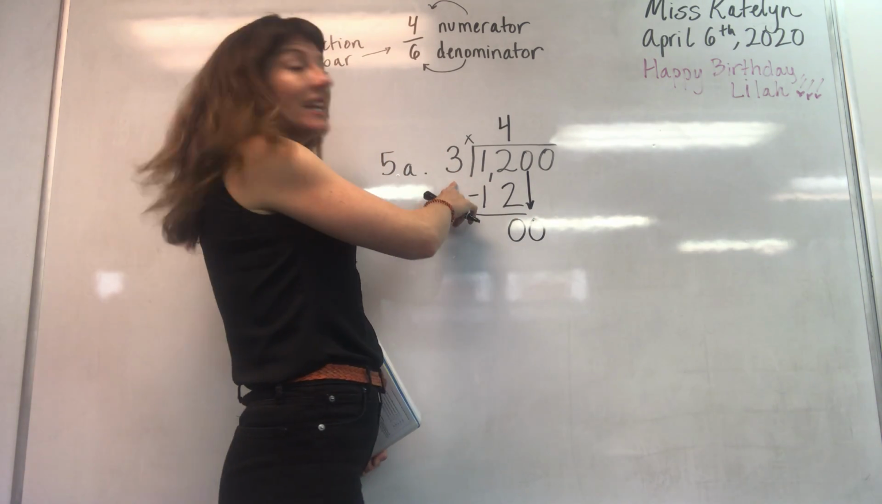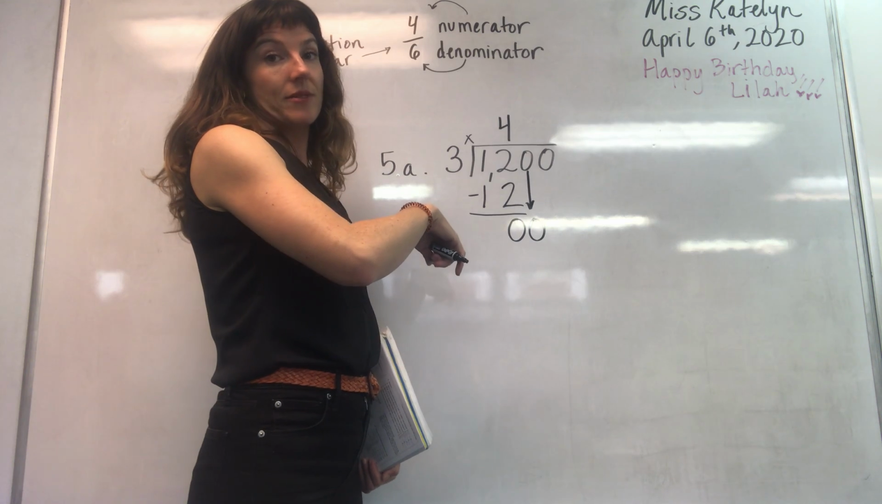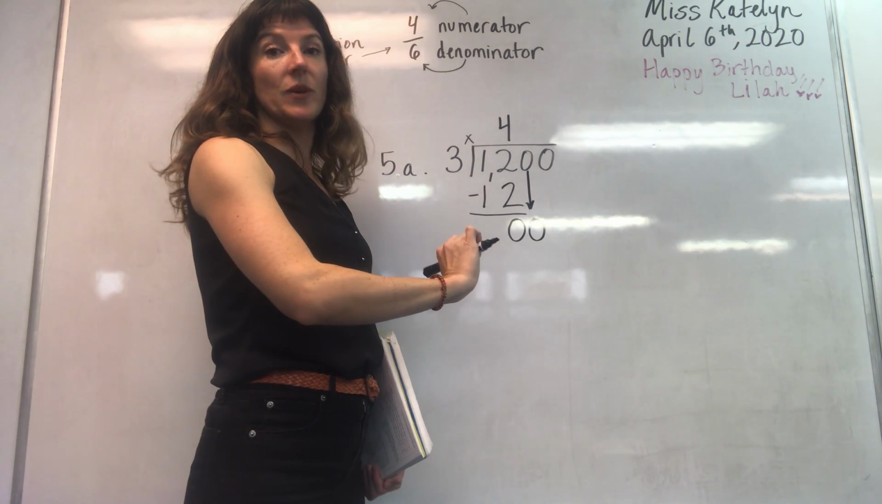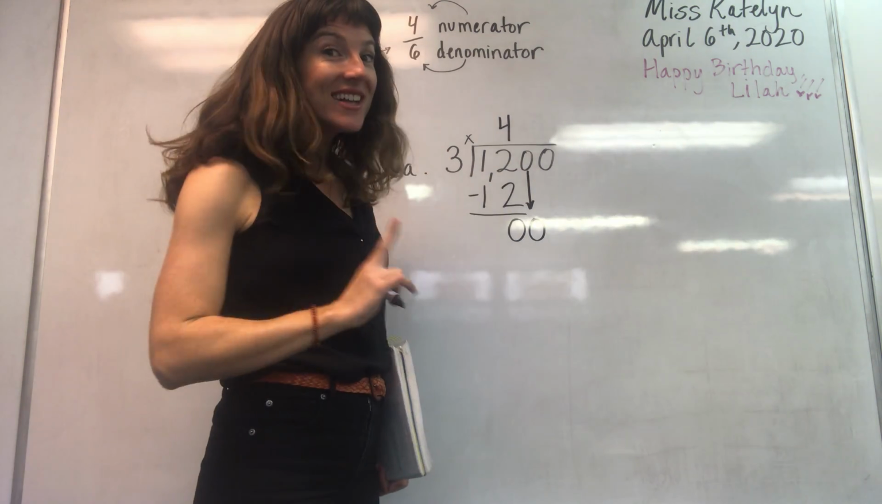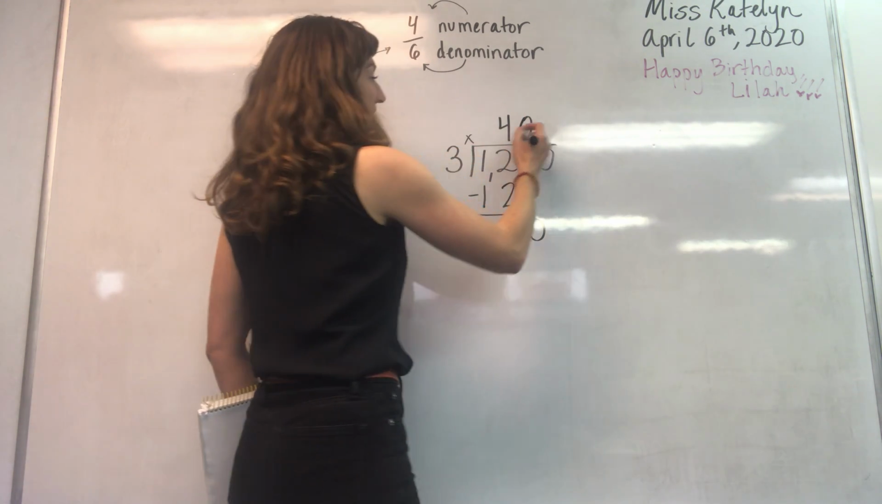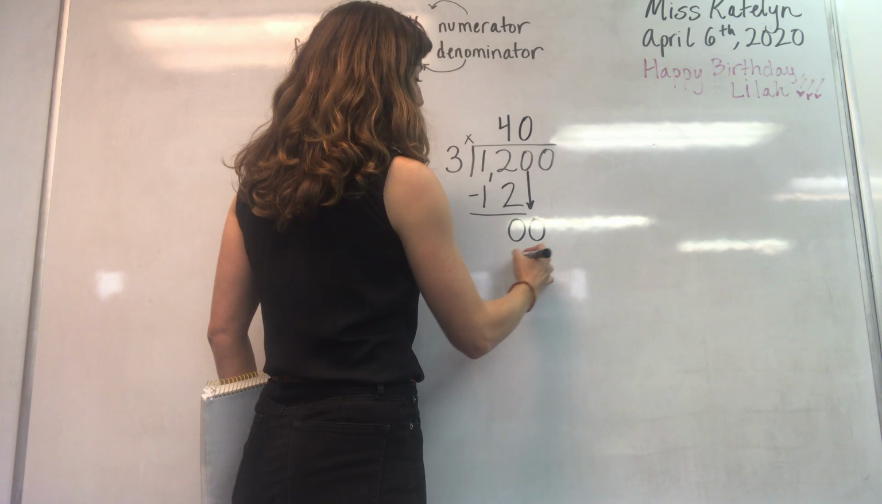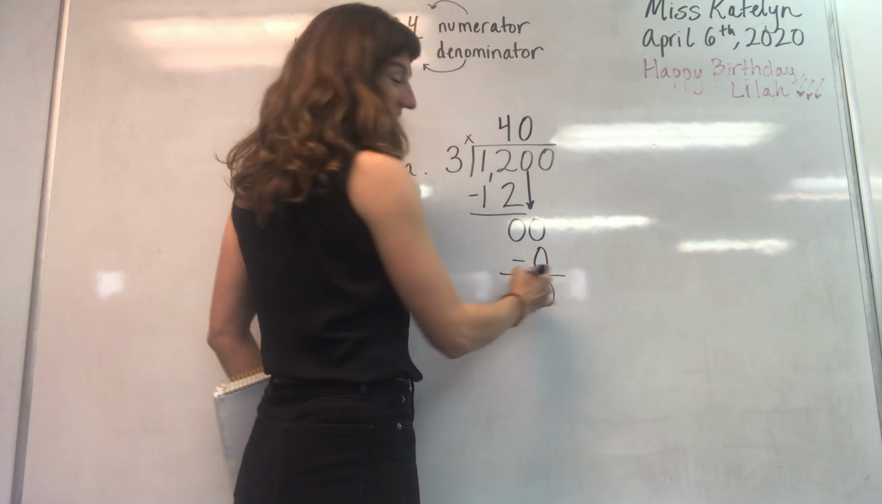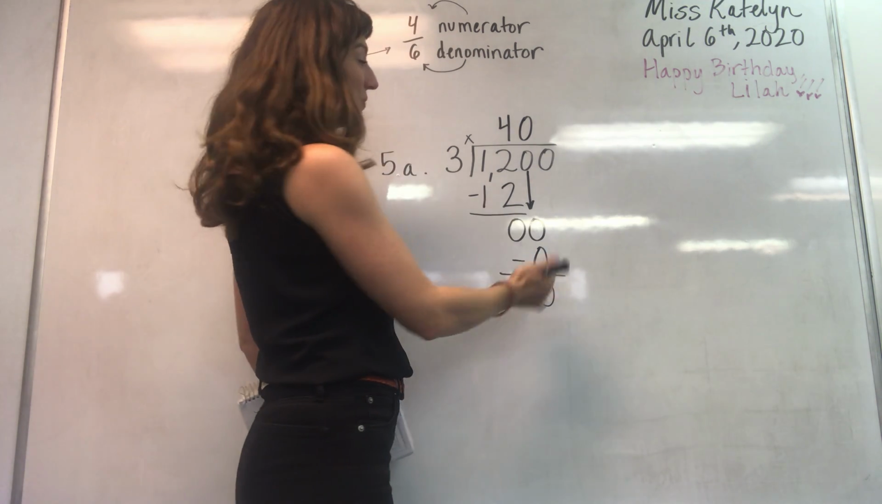0 is not equal to or greater than 3. We cannot divide into it, and we cannot skip. So our only option is 0. 0 times 3 is 0. 0 minus 0 is 0. 0 is less than 3.